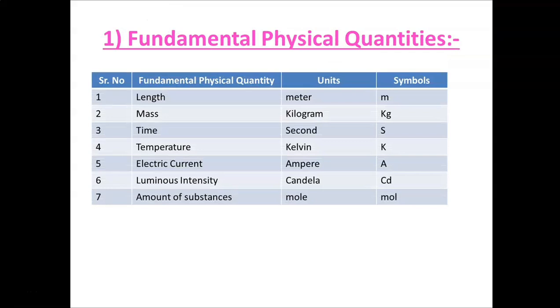Next we will see units and symbols of these 7 fundamental quantities. Length is expressed in the standard unit meter, symbol small m. Mass, kilogram, kg. Time, second, s. Temperature, kelvin, capital K. Electric current, ampere, capital A. Luminous intensity, candela, cd. Last one, amount of substance, mole, and the symbol is mol. Okay, so these are the 7 fundamental physical quantities, their units and symbols. I hope that you are able to understand.